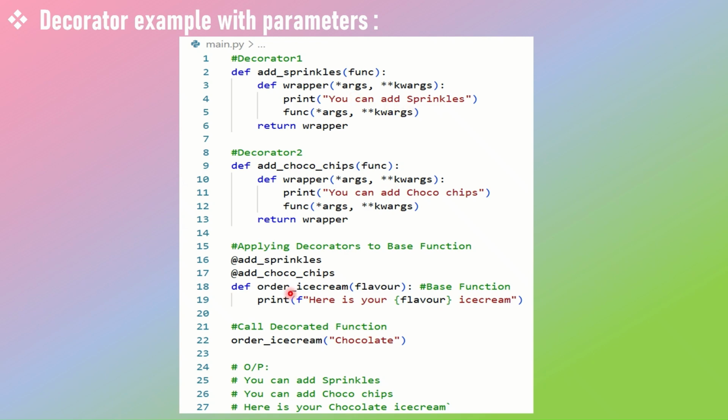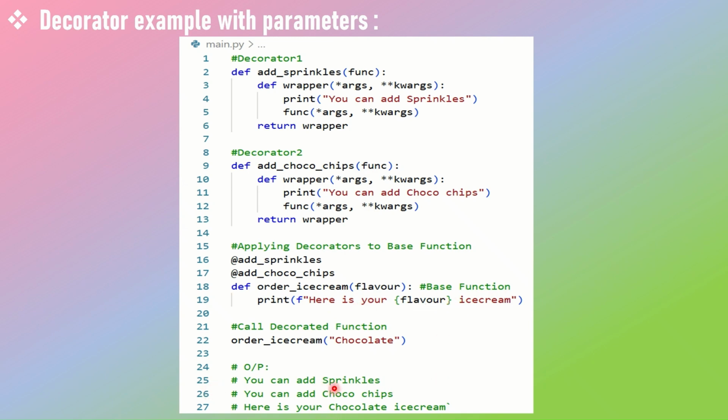After it's done, we are adding one more decorator to the base function, which is add choco chips. So whenever this function is called, it's again returning the wrapper function back. So whenever we call this decorated function, the wrapper function is being called, and then it prints the statement you can add choco chips to it, and finally we are executing. Finally, whenever this decorated function is called with some flavor, it's going to print this statement: here is your chocolate ice cream.